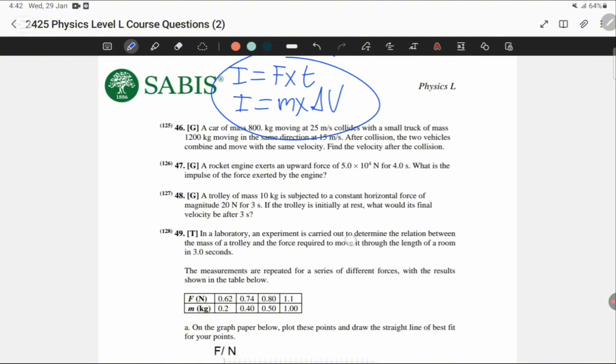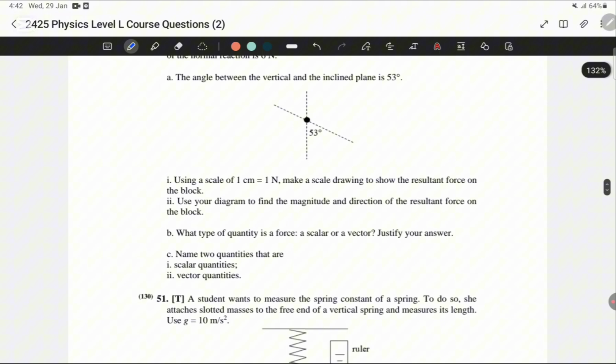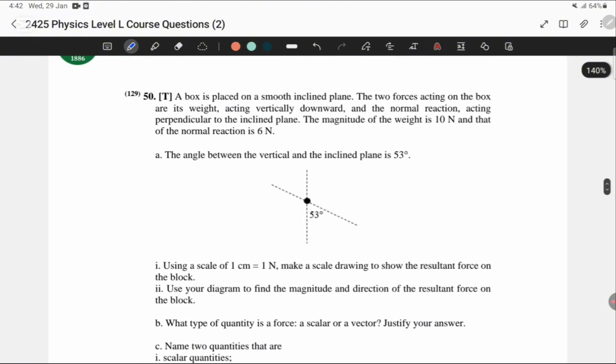Now we're going to be moving to chapter 4.1. Or let's do this question first. In this question, they want, using a scale of 1 centimeter per newton, make a scale drawing to show the resultant force on the block. Okay. First thing we do is we need to put the normal and weight. Firstly, this is the weight.